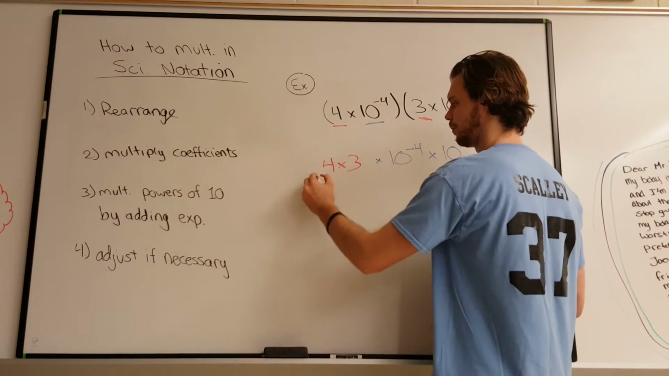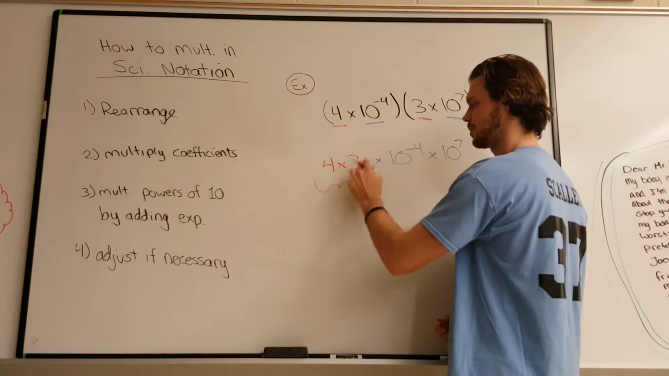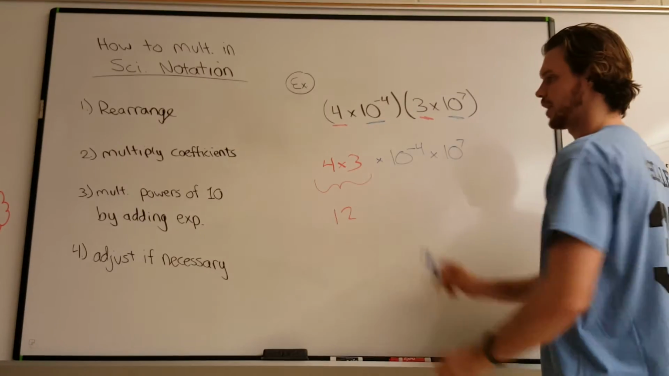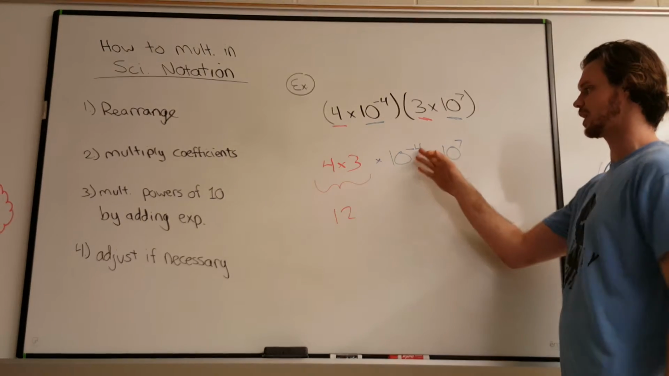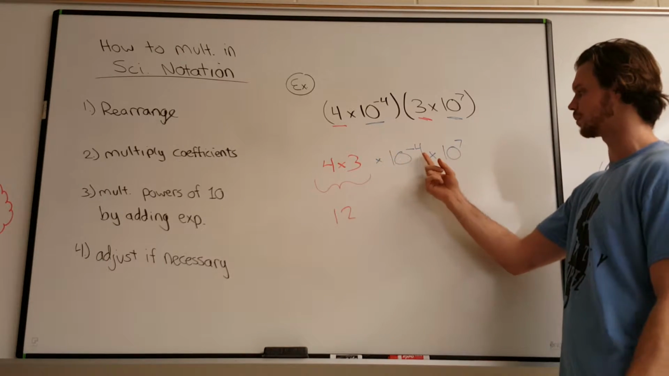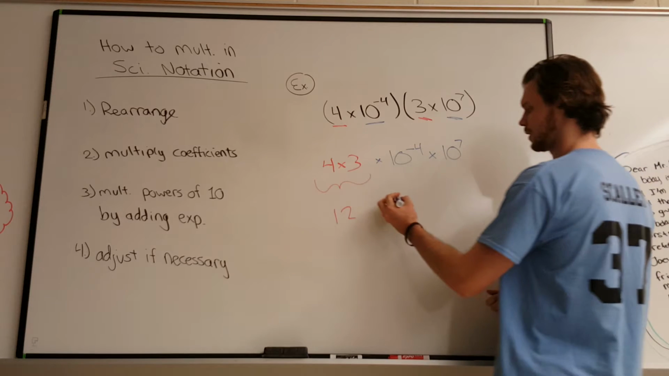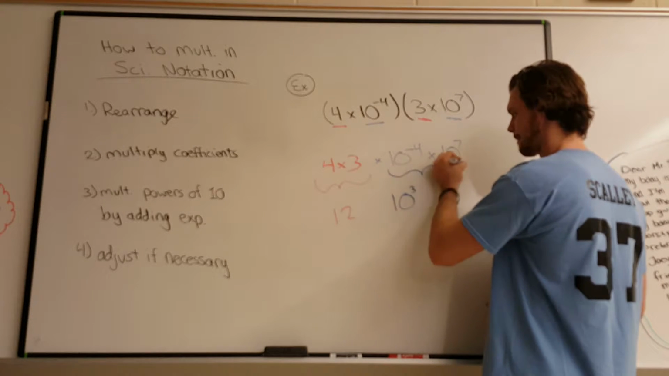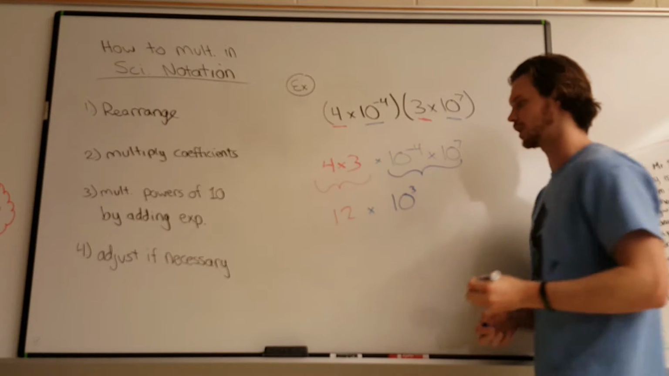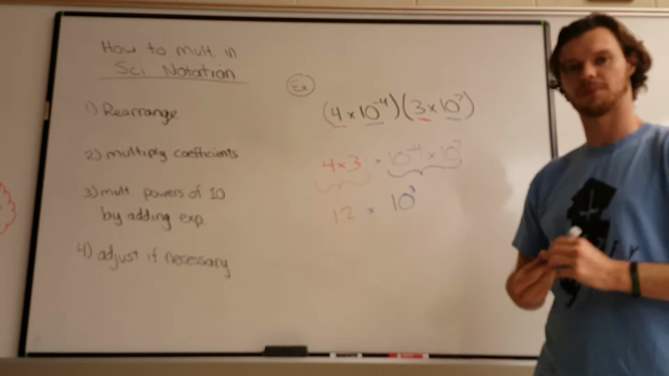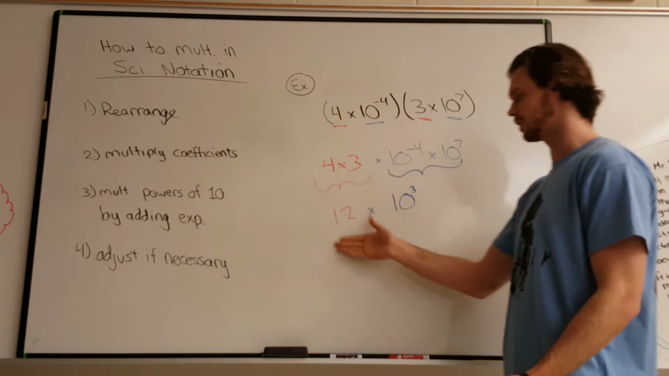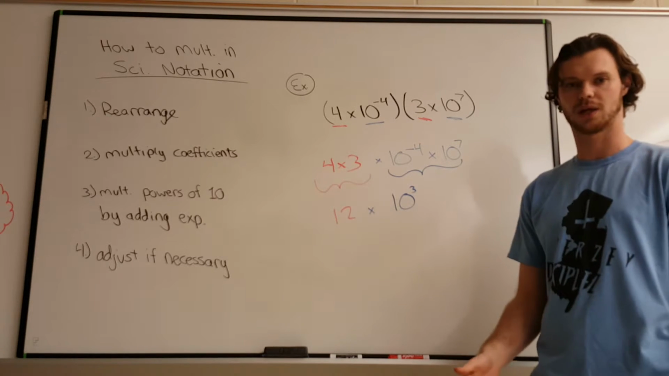Step 2, multiply my coefficients. Well, 4 times 3 is super easy, it's just 12. Multiply powers of 10 by adding these exponents. This time I have a negative, so it's a little challenging, but negative 4 plus 7 is going to give me a positive 3. Again, with the multiplication symbol. Now, the thing that's different about this problem is this is not between 1 and 10, so technically this is not in scientific notation correctly.